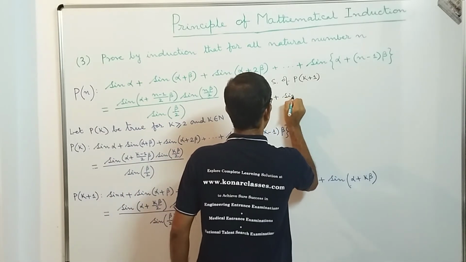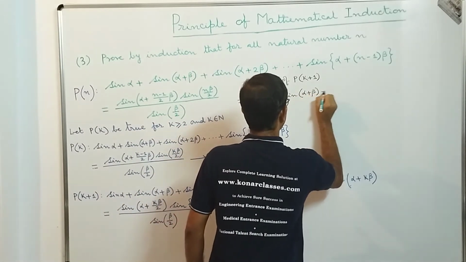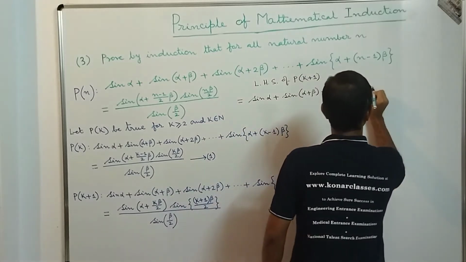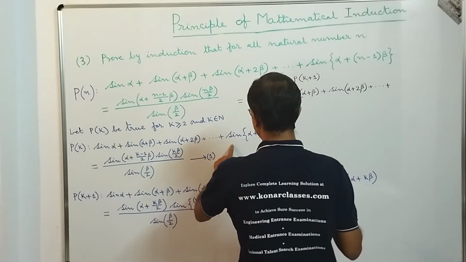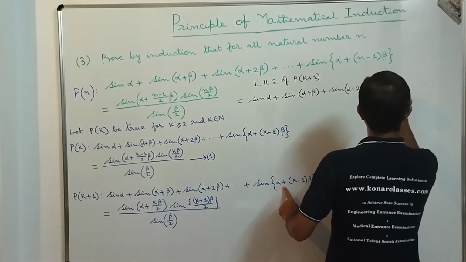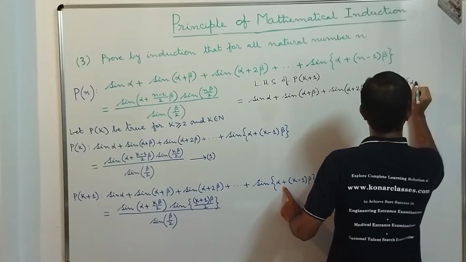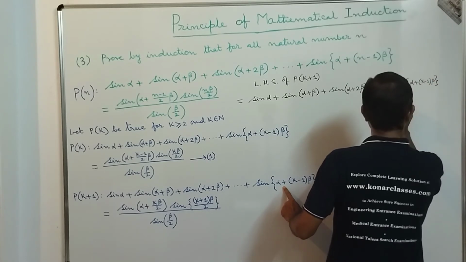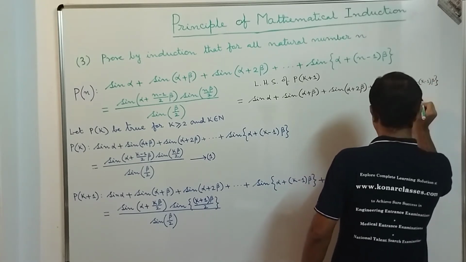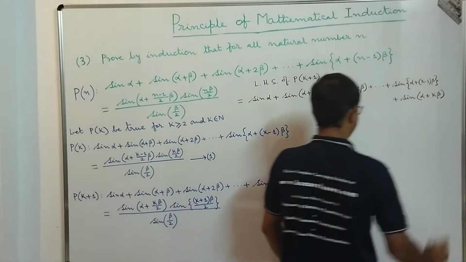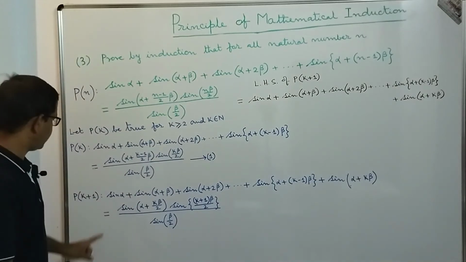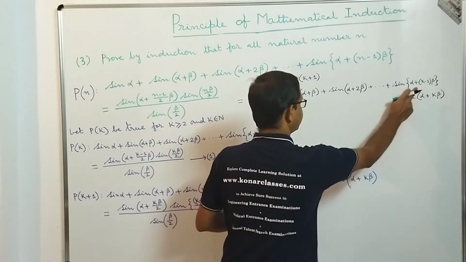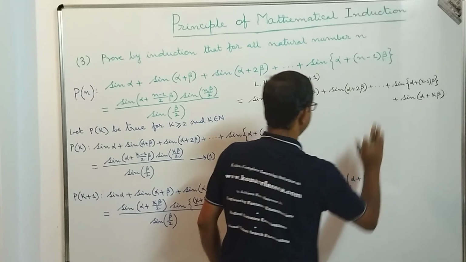... plus sin(α+(k-1)β), plus sin(α+kβ). Okay, so that is the left hand side of P(k+1): sin(α+β) + sin(α+2β) up to sin(α+(k-1)β) + sin(α+kβ).